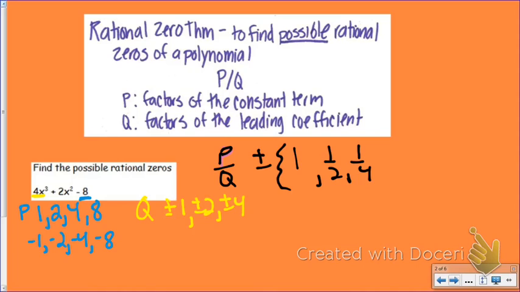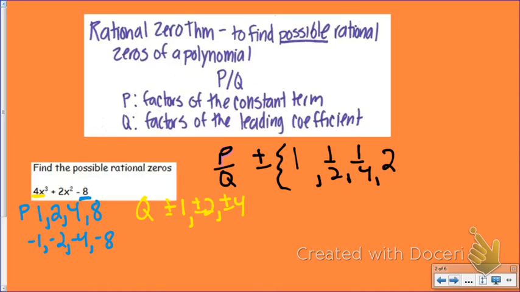Okay, so another option I have is 2 as a P value. I have 2 divided by 1, 2 divided by 2, and 2 divided by 4. 2 over 1 I'm just going to write as just 2. 2 over 2, that's 1, which I already have written up there. I don't need to write it again. And 2 over 4 we know is 1/2. I already have that. I don't need to write it again.